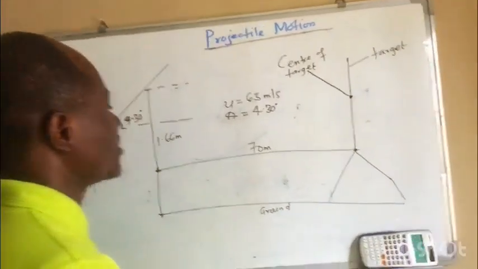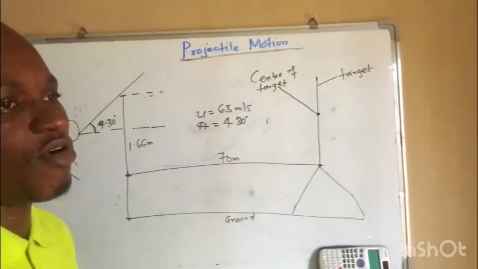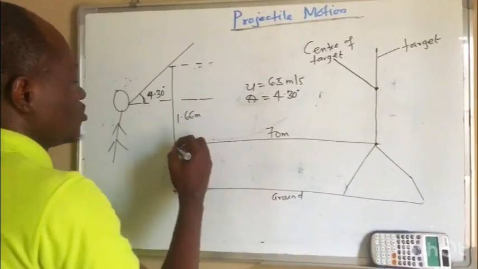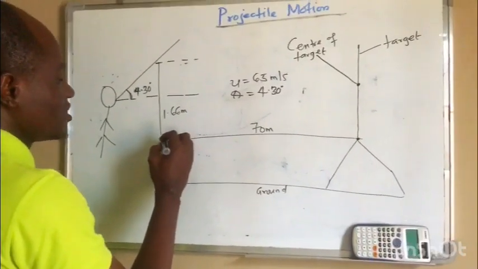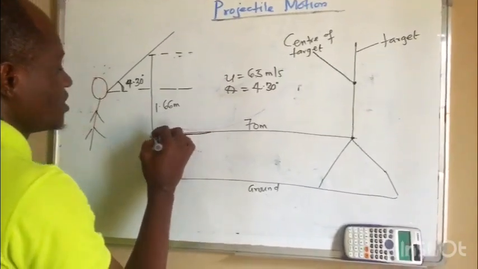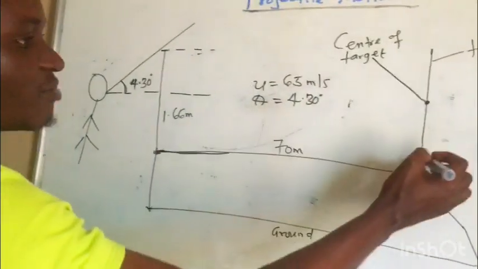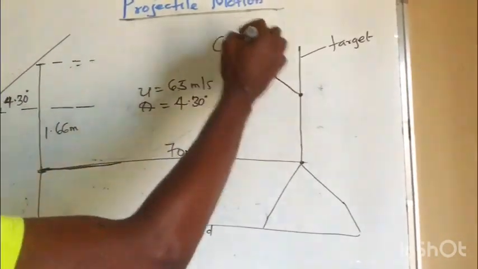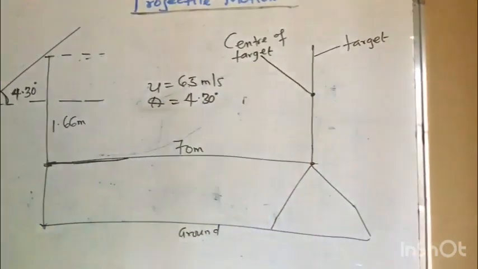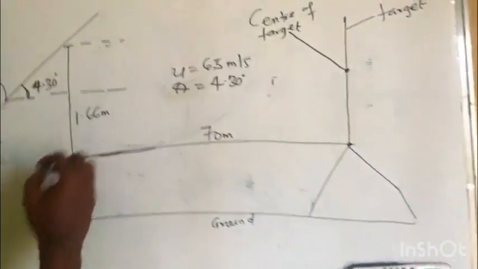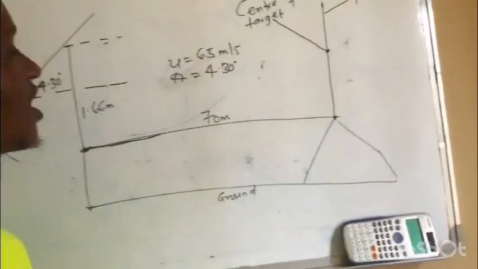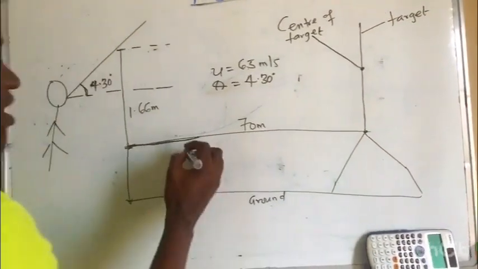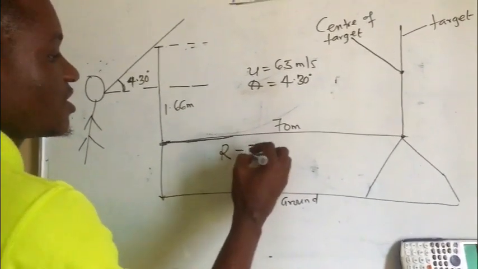In projectile motion, when we are talking about the time of flight, the time of flight is the time it takes the arrow to leave this projected plane and return back to the same projected plane. But as you can see here, the arrow hit this target. One thing we know about projectile motion is that we have our horizontal distance, R, as 70 meters.